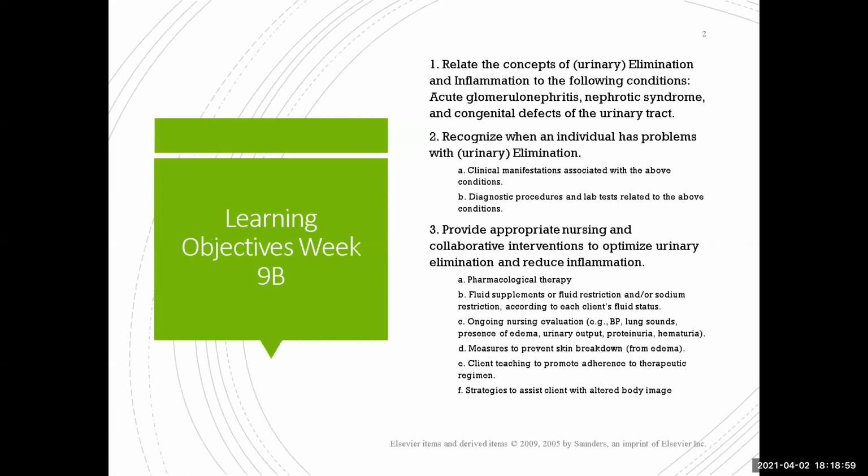So these are the specific objectives for the GU part. You have a set of objectives for the GI elimination part, and you have this set for the GU. When you're studying, it's going to include acute glomerular nephritis, nephrotic syndrome, and then congenital defects of the urinary tract. So that's going to focus more on the child in that part, right?